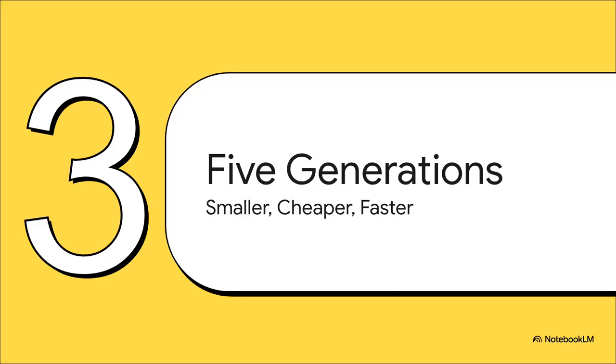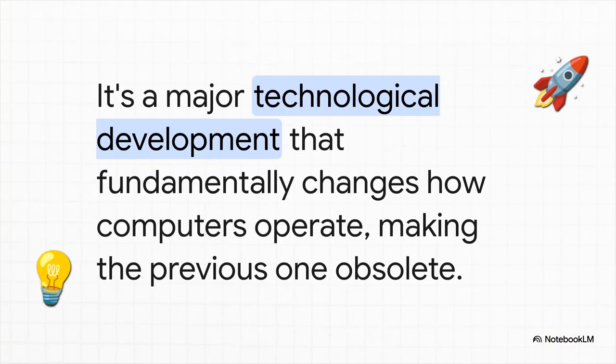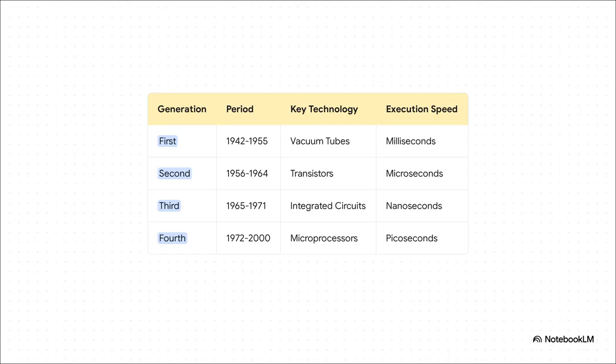This incredible pace is best understood if we look at it through the 5 generations of progress. This is really the story of making computers smaller, cheaper, and just exponentially more powerful with every single step. So, what do we actually mean when we say a generation? It's not about a set number of years. It's all about the tech. A new generation happens when there's a huge technological breakthrough that completely changes how computers work, basically making the previous generation obsolete overnight.